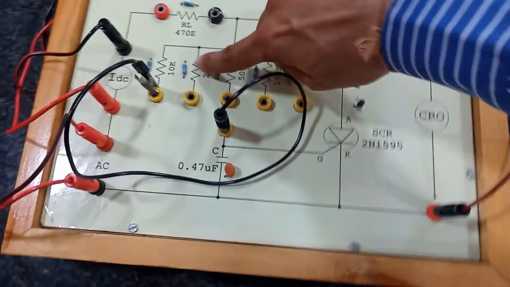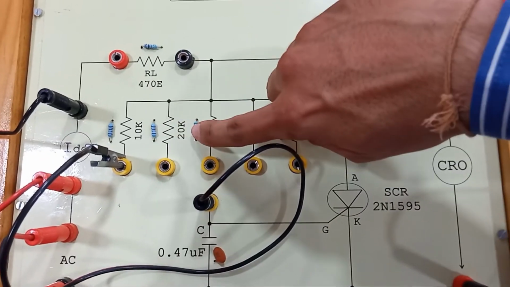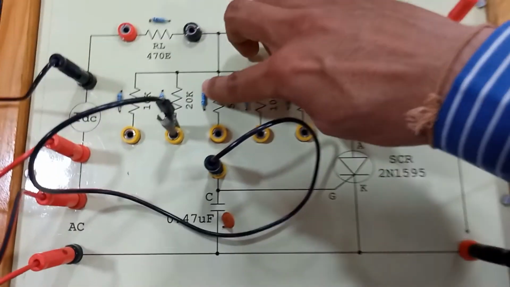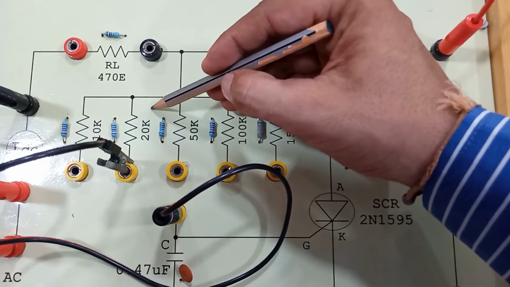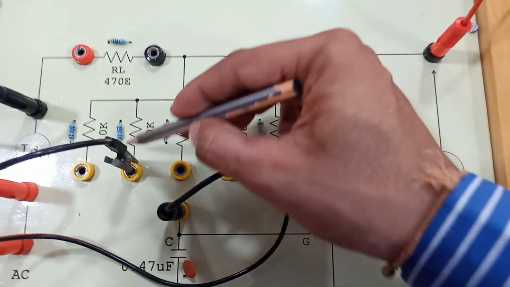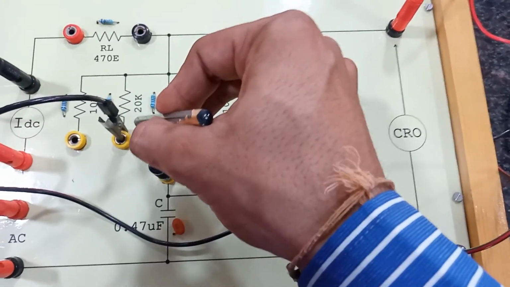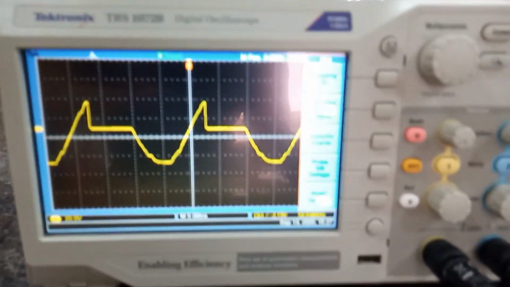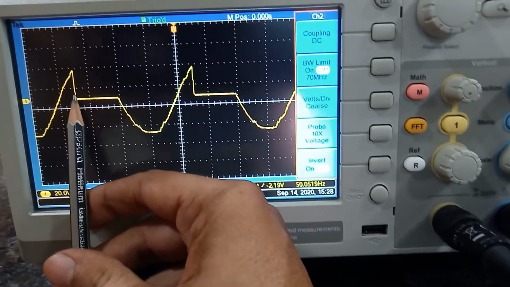Now let us change the value of resistance. Let us go from 10 kilo ohms to 20 kilo ohms. 20 kilo ohms is double that of 10 kilo ohms, so the amount of current flowing through this path and through the gate will reduce, because the resistance is high. The moment I connect it, you can see this firing angle increases.